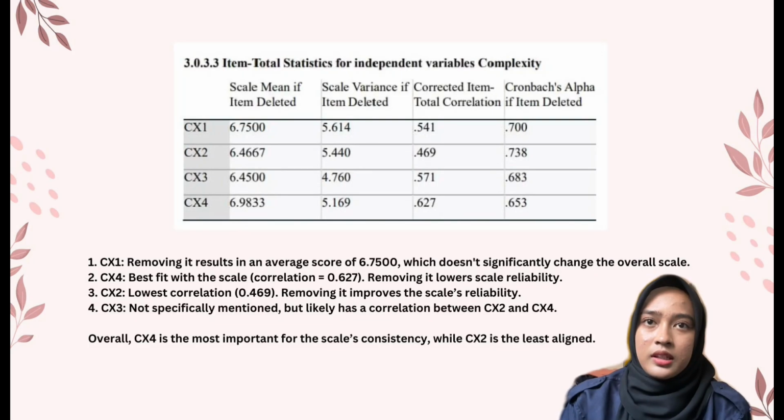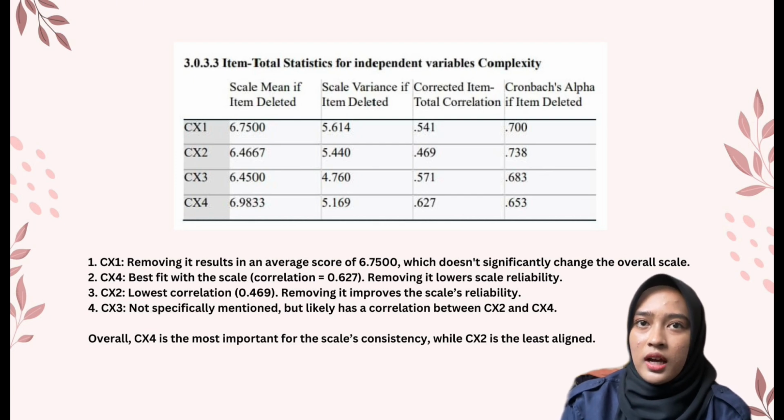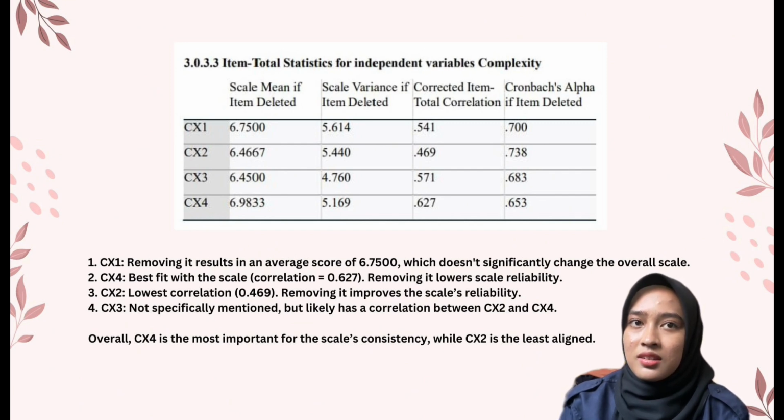The table shows how each item, CS1, CS2, CS3, and CS4, affects the scale when removed. For example, if we remove CS1, the average score drops to 6.7500. CS4 is the best fit with the scale, with a strong correlation of 0.627 with the other items. But removing CS4 lowers the overall reliability of the scale. CS2 has the lowest correlation of 0.469, so it doesn't fit as well with the others, but removing CS2 also reduces the scale reliability. In summary, CS4 is more consistent with the scale, while CS2 doesn't fit well, and removing it lowers reliability.